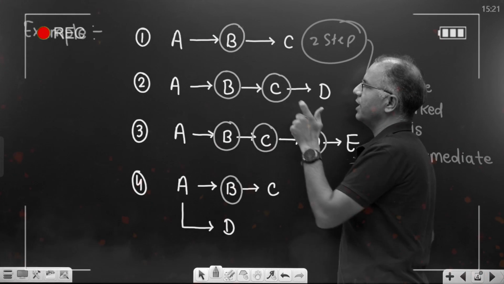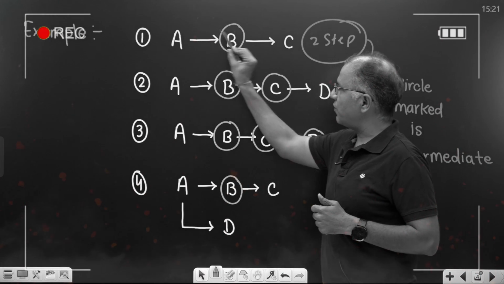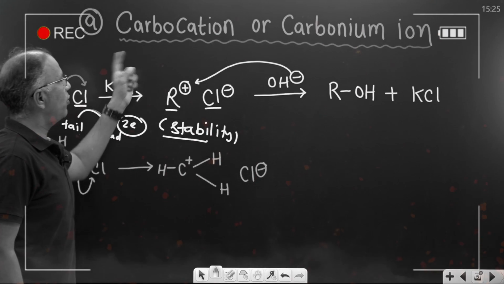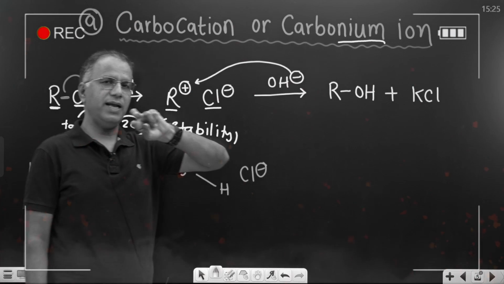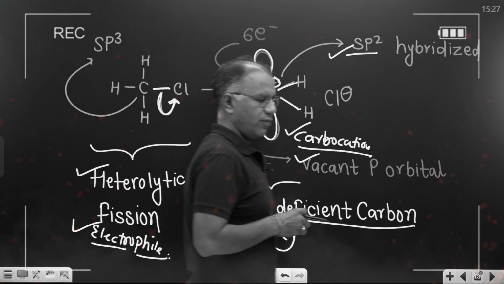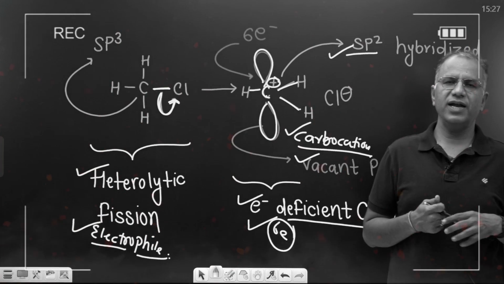So what is intermediate? It is product for one step of a reaction. What is the meaning of carbocation? What is the meaning of hydronium ion? H plus, H3O plus. So carbocations are sp2 hybridized, with vacant p orbitals.